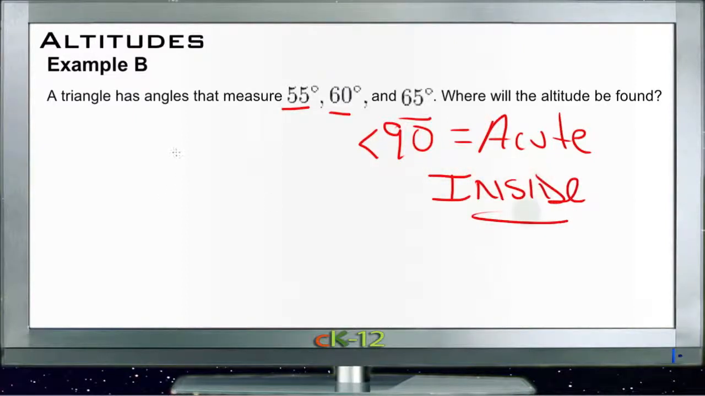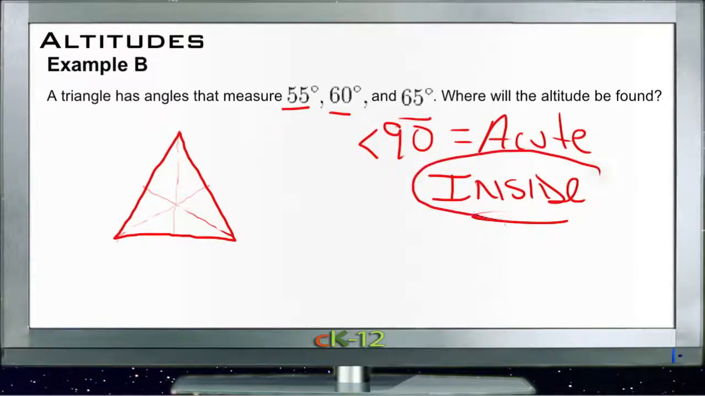And we can see that with a quick sketch if we were to draw ourselves an acute triangle here. All three altitudes, from here to here, from here to here, and from here to here, all three of those are inside the triangle. So if it's an acute triangle, your altitudes are inside.